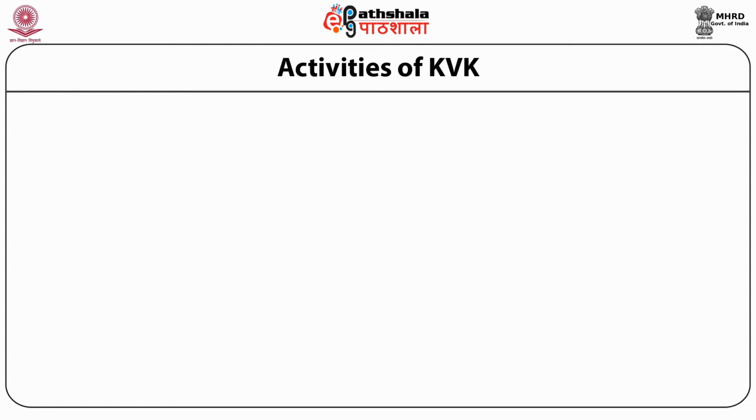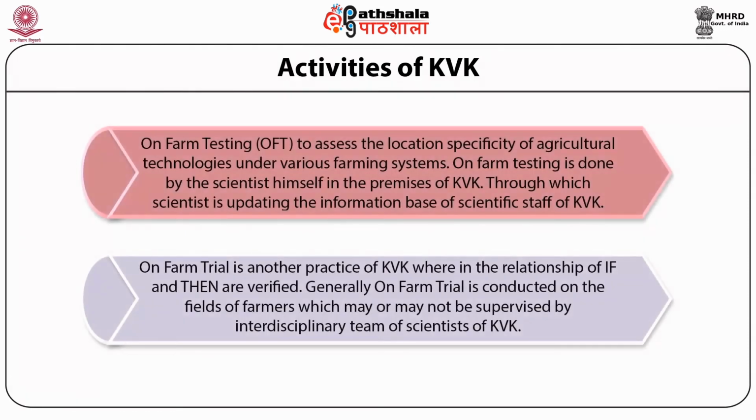It is also spelled out in the report how to achieve the mandate. The activities to be taken up to achieve the mandates are: the first one, on-farm testing, to assess the location specificity of agricultural technology under various farming systems. On-farm testing is done by the scientist himself, through which the scientist updates the information base of the scientific staff of KVK. The steps of OFT include site characterization, problem statement, planning and experimentation, result and discussion, follow-up action, feedback, conclusion, and the salient recommendations.